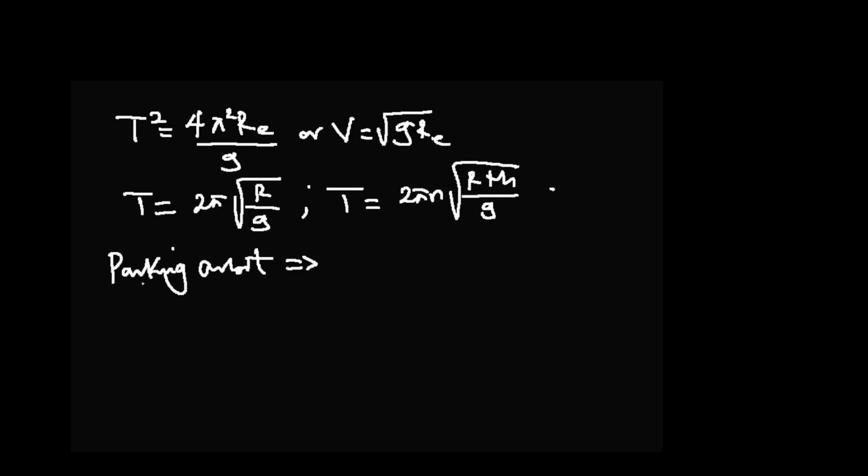Are we together now? You have a parking orbit when the period of the satellite is equal to that of the Earth. So that's what we refer to as a parking orbit. All right? So what are the examples of parking orbits? Let me give you 2 examples of parking orbits.